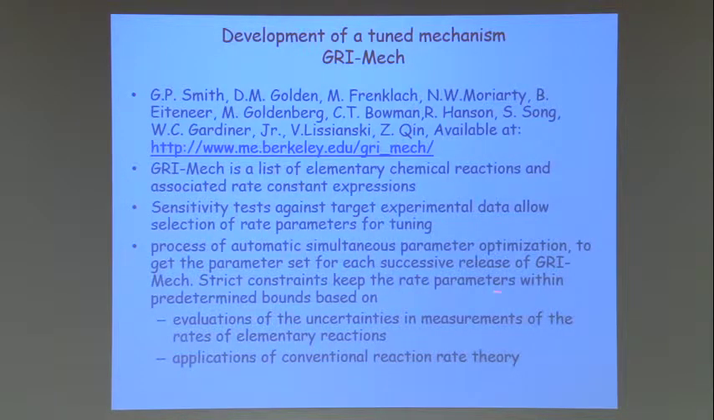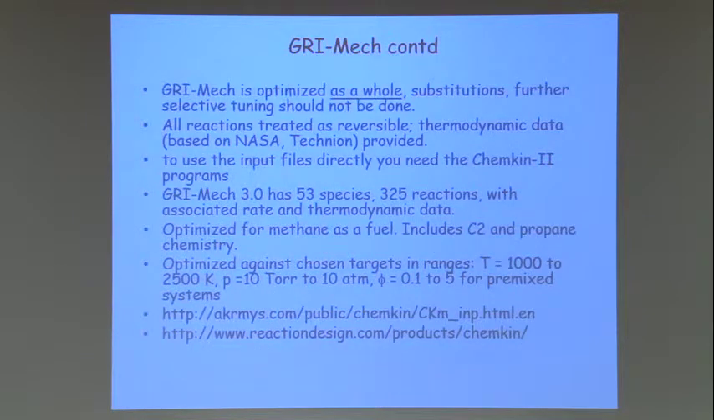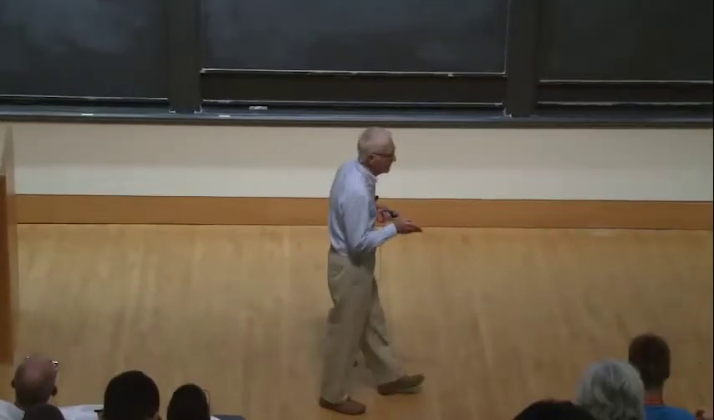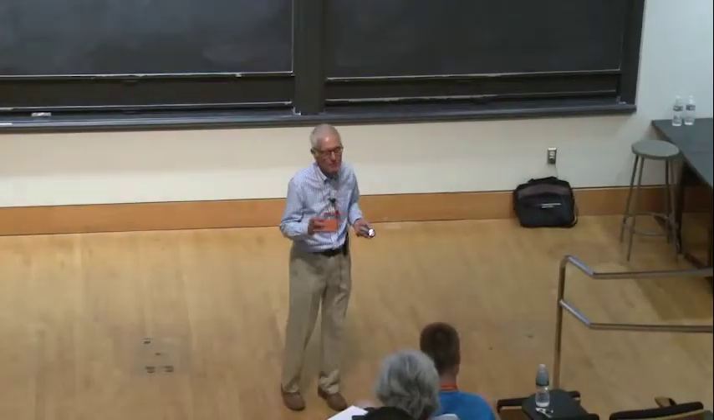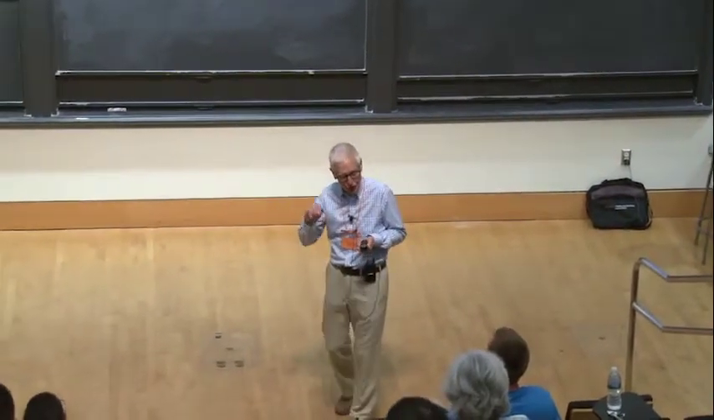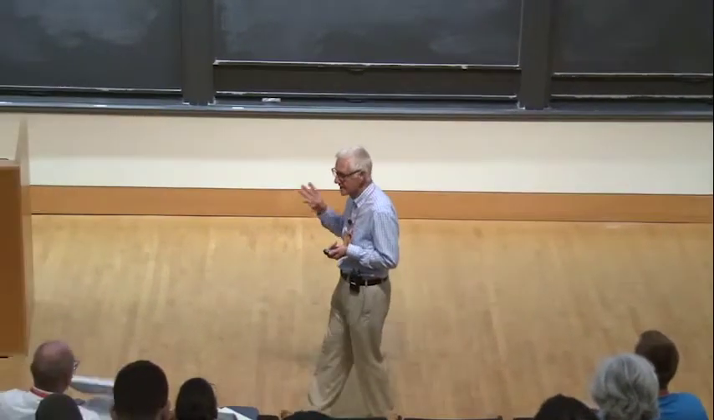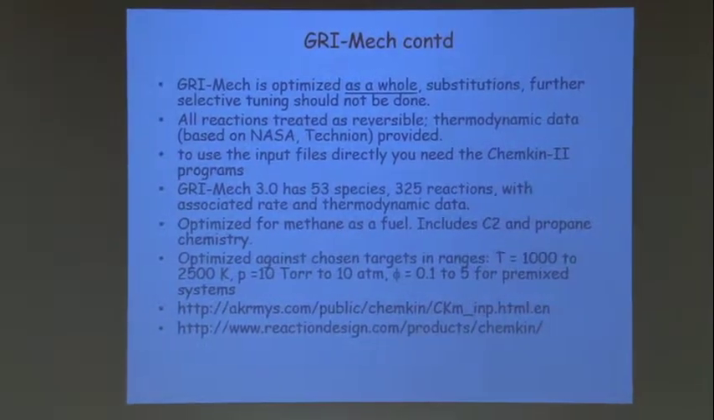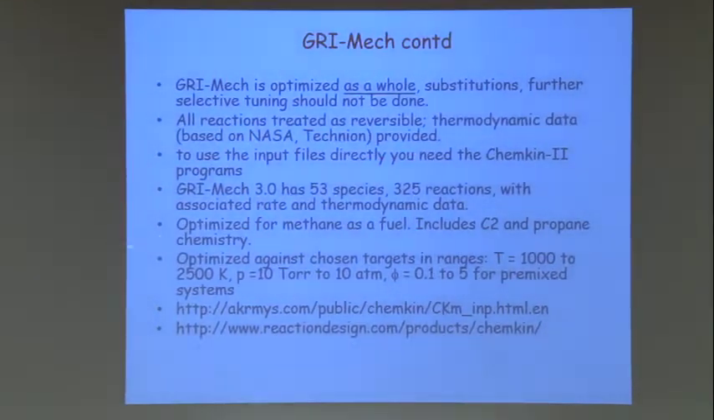with strict constraints keeping the rate parameters within predetermined bounds based on evaluation of uncertainties and applications of conventional reaction rate theory. So it's optimized as a whole, and substitutions and further selective tuning shouldn't be done. So if you go through that and you find that you think one of these rate constants could be represented in a better way, then you shouldn't change it because this whole mechanism has been tuned. All the reactions are treated as reversible, with thermodynamic data based on NASA and Technion's provided.